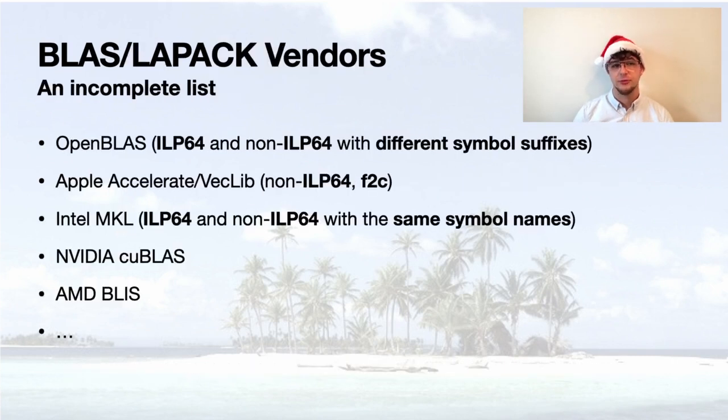So, as a short list, we have OpenBLAS, Apple Accelerate, MKL. All of these are vendors that we would like to link to in the Julia world, because all of them have some advantages at different times. However, as you can see, there's quite a variety of different kinds of ABIs just in this small top-of-the-head list.